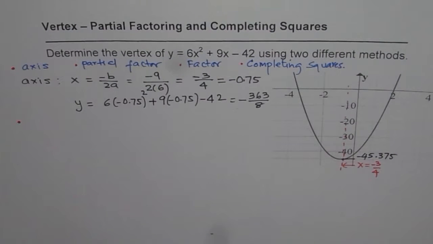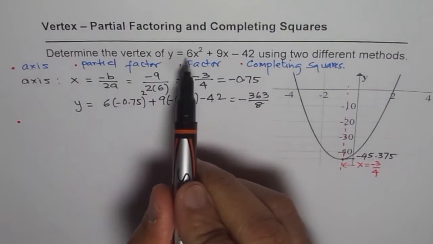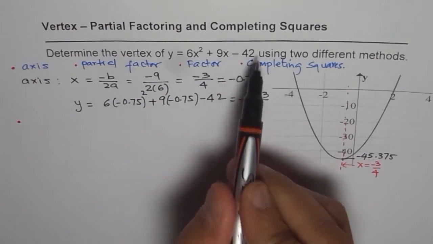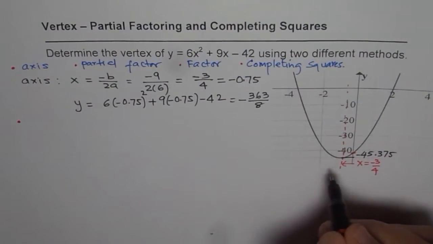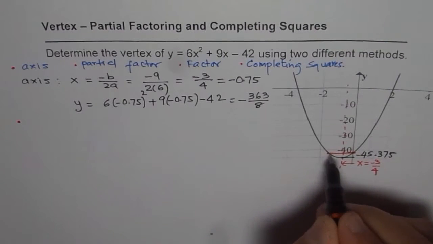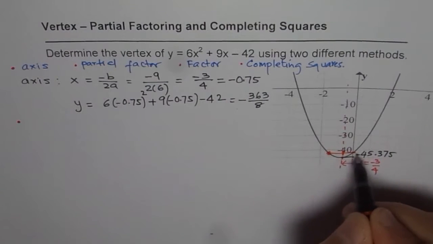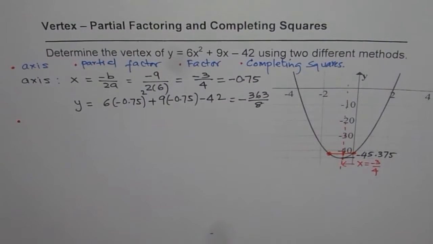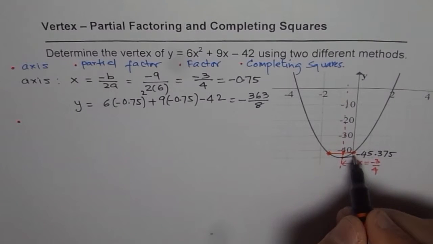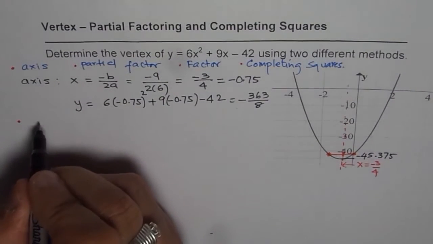In partial factoring, what do we do? If I substitute x equals 0, the y-intercept is at minus 42. So there it goes. That is the y-intercept. Now, if I draw a horizontal line here, it is going to intersect somewhere else also on the parabola. And midway we have the axis of symmetry. So we need to find these 2 points, which will give us a y value of minus 42. How do we find these points? Very easy. Partial factoring. Let me show you how.